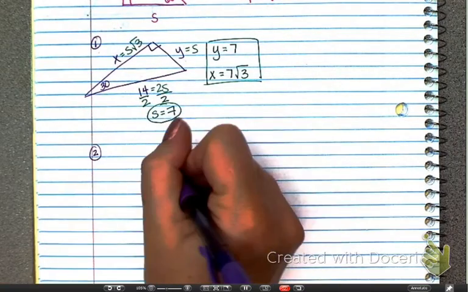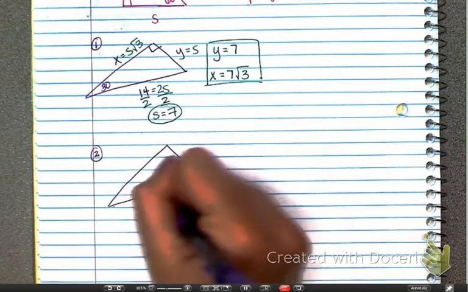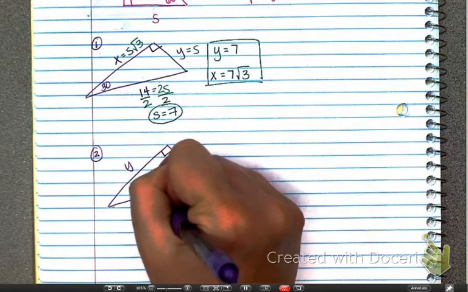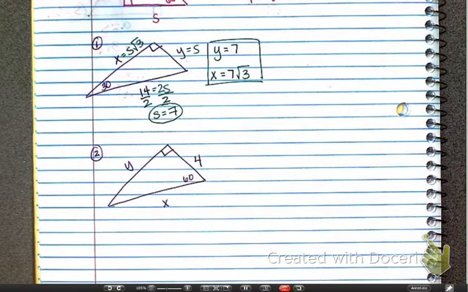Okay, so let's try another one. So I want you to take a second. I don't want you to solve anything, but I want you to label all your sides. So let's start there. Let's see where our mistakes are happening. So label all the sides.